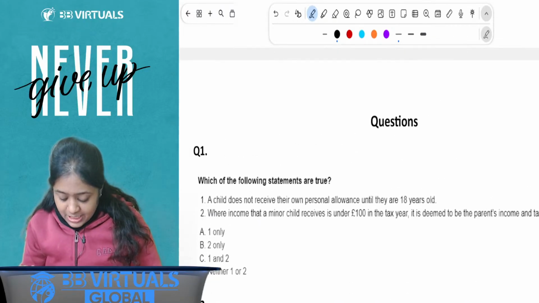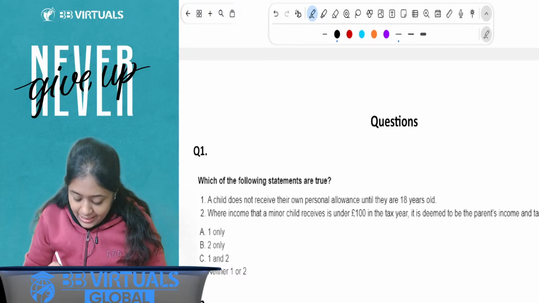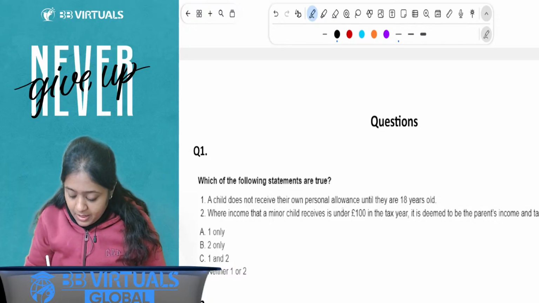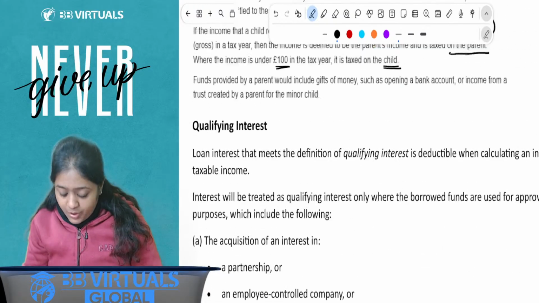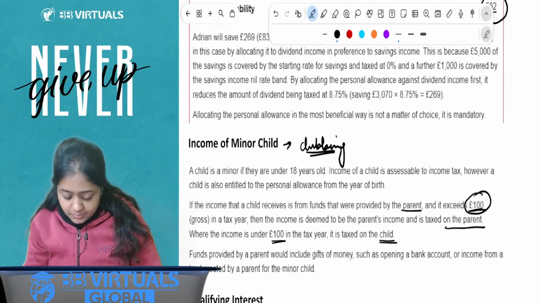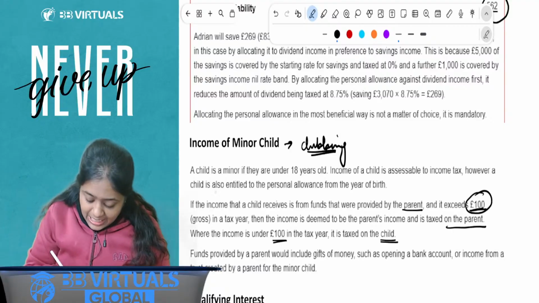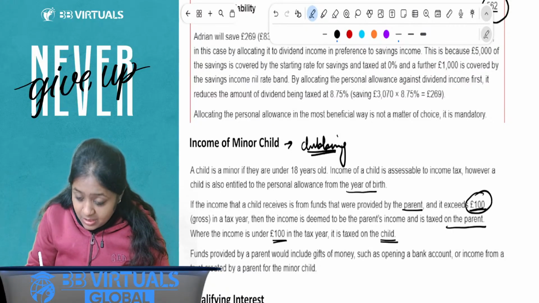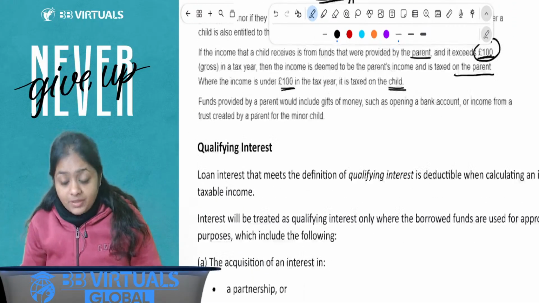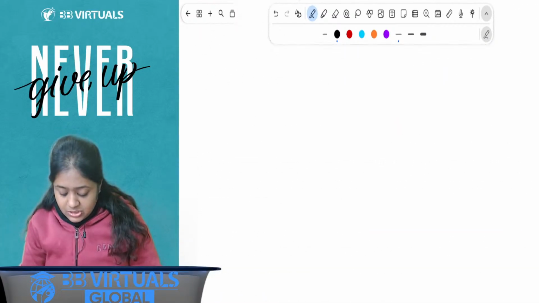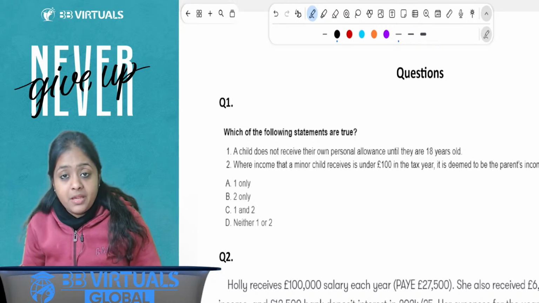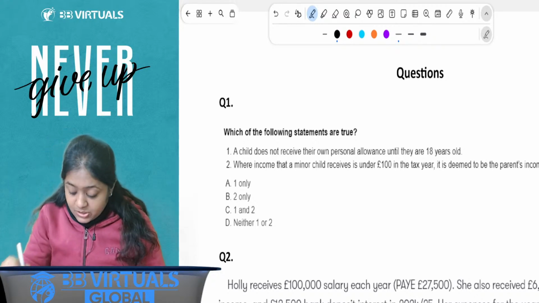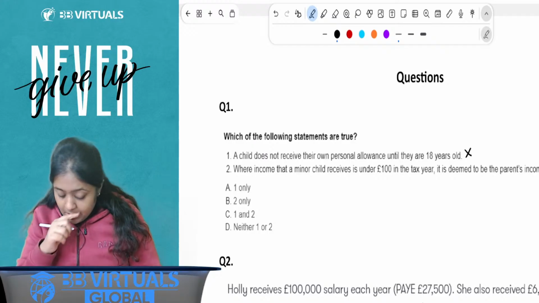Which of the following statements are true? A child does not receive their own PA until they are 18 years old. So I have already explained this point. The child will be entitled to PA from the year of their birth. It doesn't matter whether they have reached 18 years or not. So this statement is wrong. That says that the child will not receive their own PA until they are 18 years old. So one is wrong straight away.